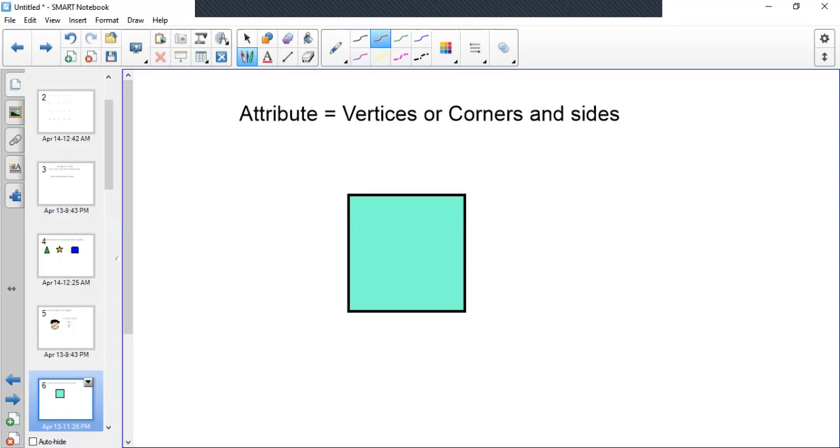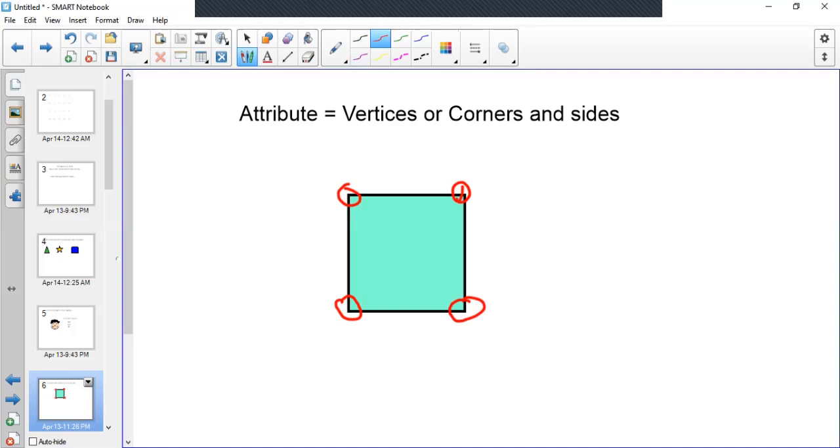Let's highlight them. 1, 2, 3, and 4. So we identified an attribute of this square, which is 4 vertices.